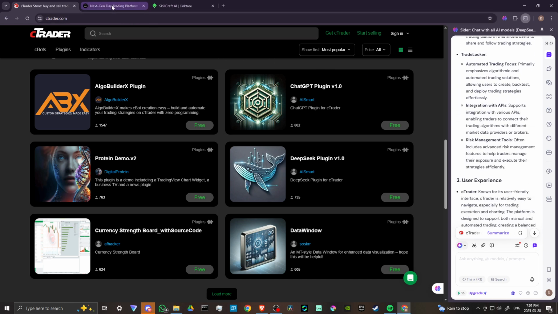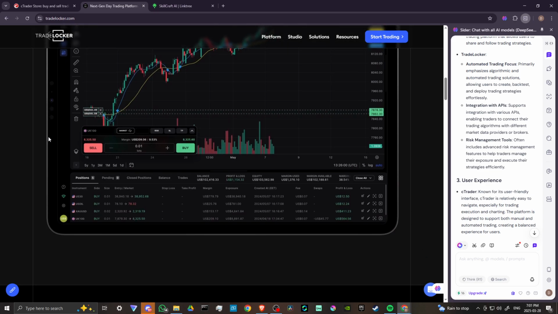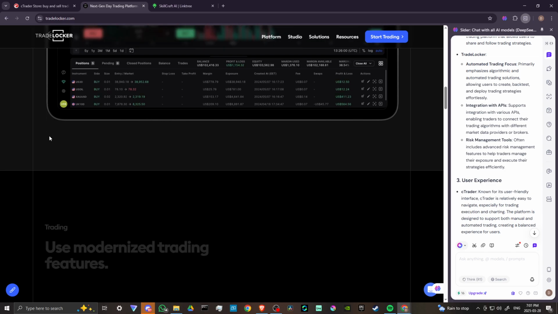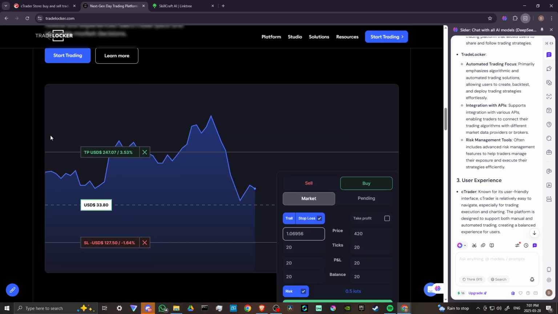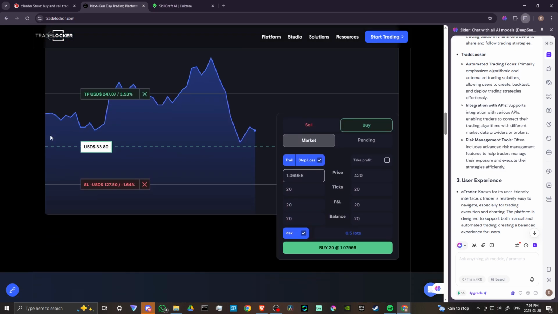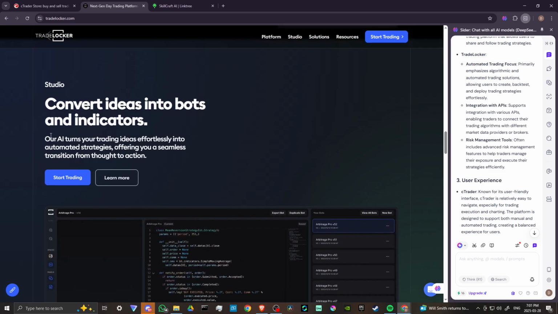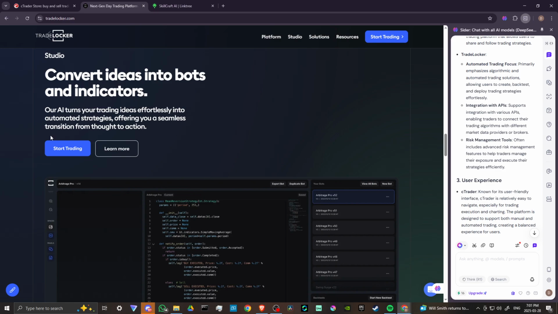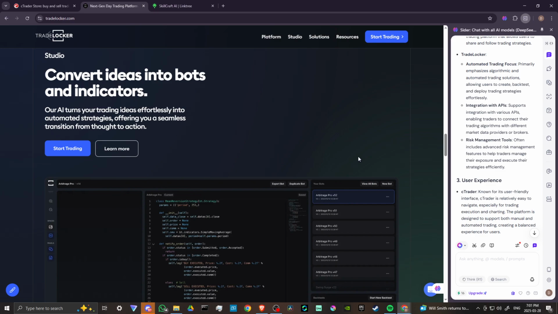Tradelocker, on the other hand, has an automated trading focus, primarily emphasizing algorithmic and automated trading solutions, allowing users to create, backtest, and deploy trading strategies effortlessly. It supports integration with various APIs, enabling traders to connect their trading algorithms with different market data providers or brokers. It often includes advanced risk management features to help traders manage their exposure and execute their strategies efficiently.